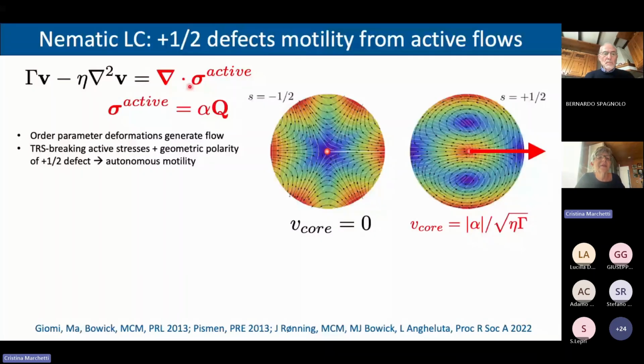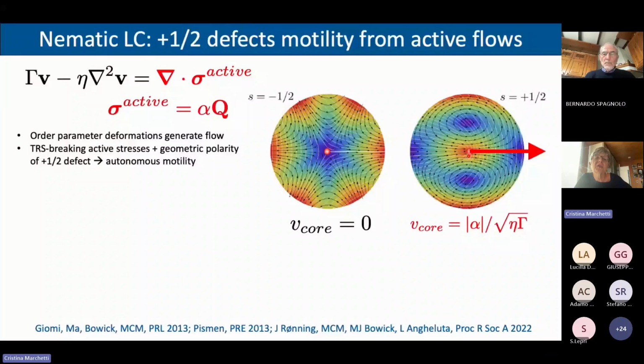You can actually solve it analytically. And what you will find is that the flows are displayed here. Again, color is vorticity, and the black lines are the flow lines, the streamlines of the flow. So what you see is that the +1/2 defect, which has this polar comet-like structure, generates a flow consisting of these two counter-rotating vortices. But the important point is that the flow the defect generates is finite at the core of the defect. As a result, the defect really rides along, kind of like a colloidal particle, with the flow it itself generates. And the velocity at the core is controlled by the size of activity.